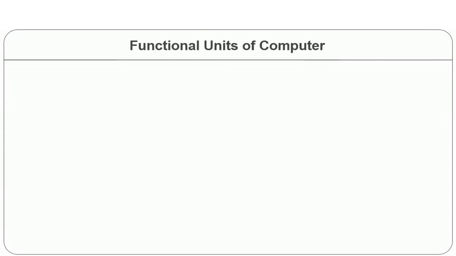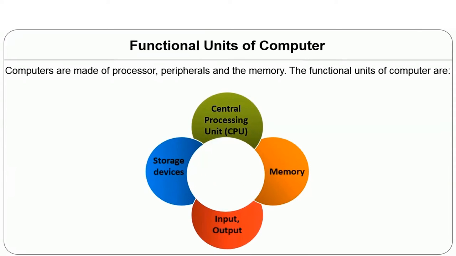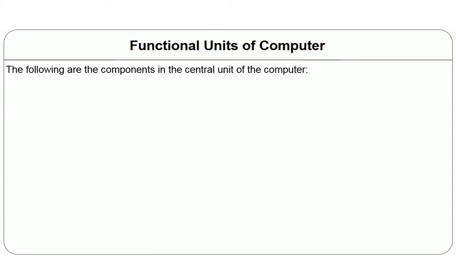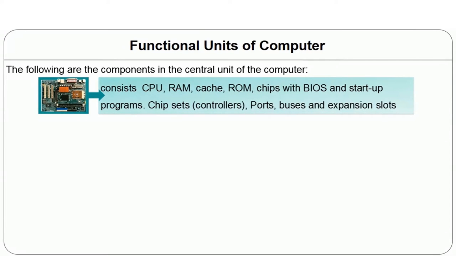Now, let us look into the functional units of computer. Computers are made of processor, peripherals, and the memory. The functional units of computer are central processing unit, that is CPU, memory, input, output, and storage devices. The following are the components in the central unit of the computer. Motherboard. It consists of CPU, RAM, cache, ROM, chips with BIOS and startup program, chipsets, that is controllers, ports, buses, and expansion slots.